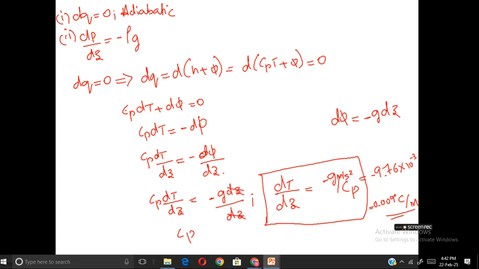So this is basically in meter. If you convert it into kilometer, which is into 10 raised to 3, you will get, in terms of kilometer, 9 degrees Celsius or 9 Kelvin per kilometer. Both are correct.